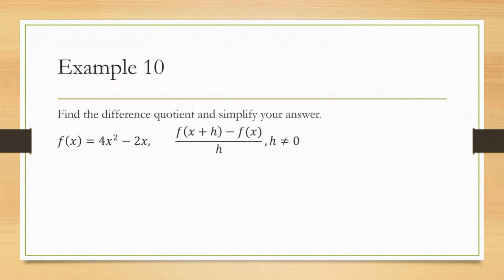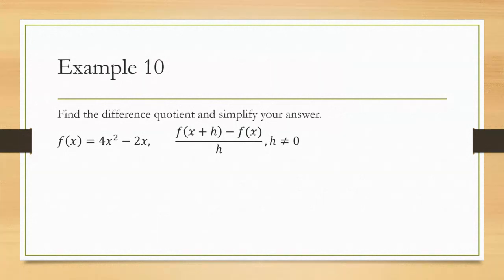So now I've got a second example here. If f of x equals 4x squared minus 2x, and this time we're not given a specific number, so this is at any point x, we have our full difference quotient, f of x plus h minus f of x over h.